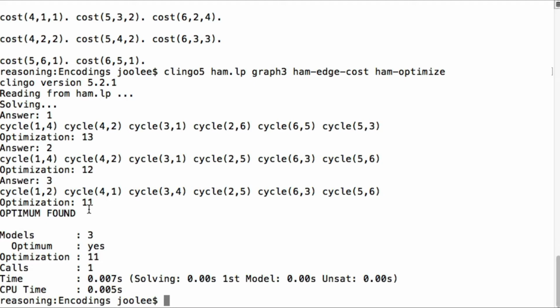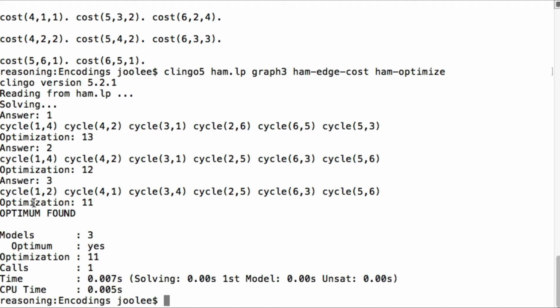The minimal cost is 11. So 1 to 2, then 2 to 5, 5 to 6, 6 to 3, 3 to 4, and 4 to 1. That's the minimal plan. Now Clingo actually shows other plans too, which are suboptimal. What it does is it tries to find one and then tries to optimize it. If it can find a better plan, it will produce it, and so on until the optimum is found. Okay, that's what Clingo is doing.